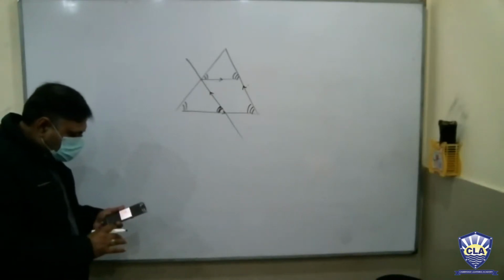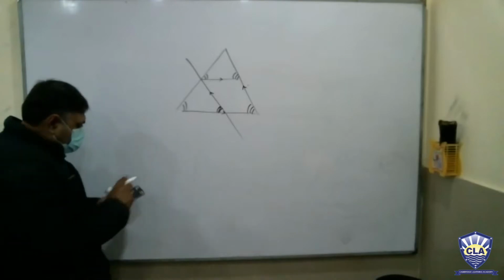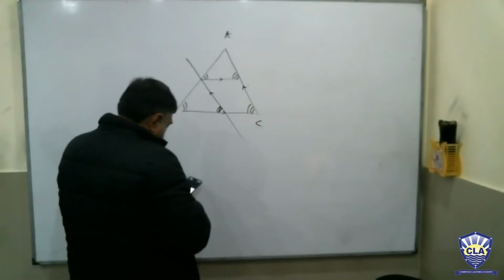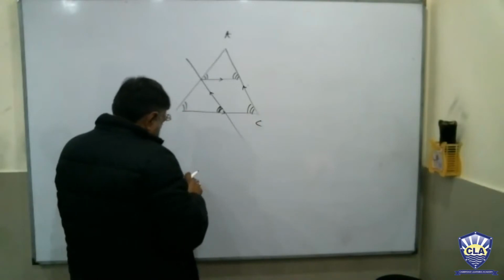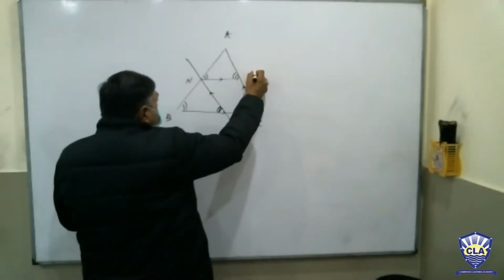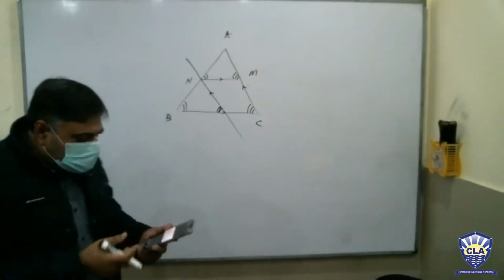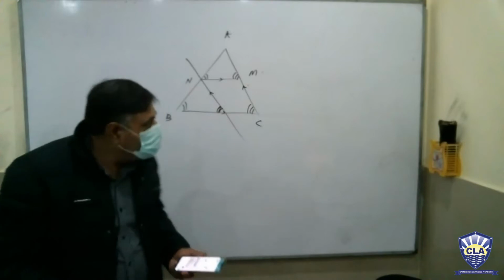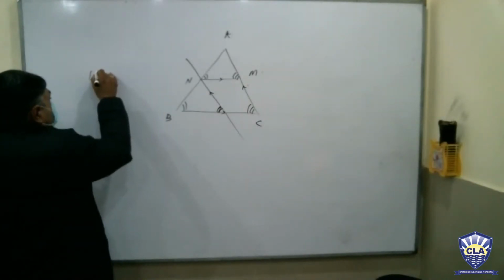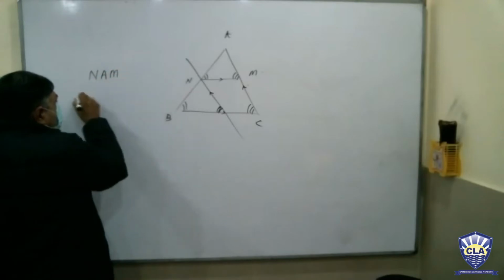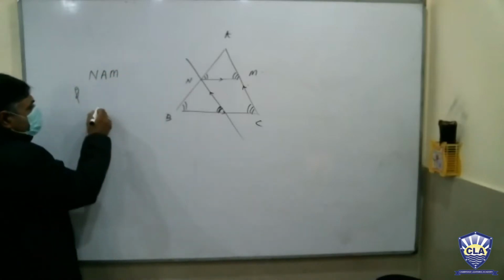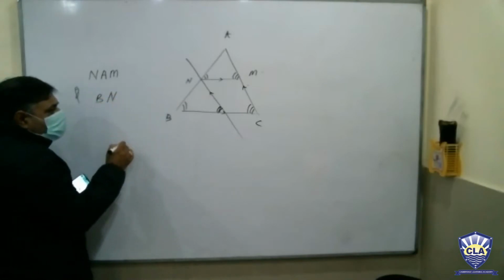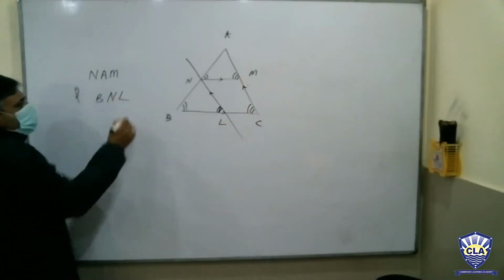What is the question? A, B, C, A, B, C. Sir, he wrote N and M. Now what is the question? Sir, he said that angle NAM and angle BNL are equal. How? N A M and B N L. N L.